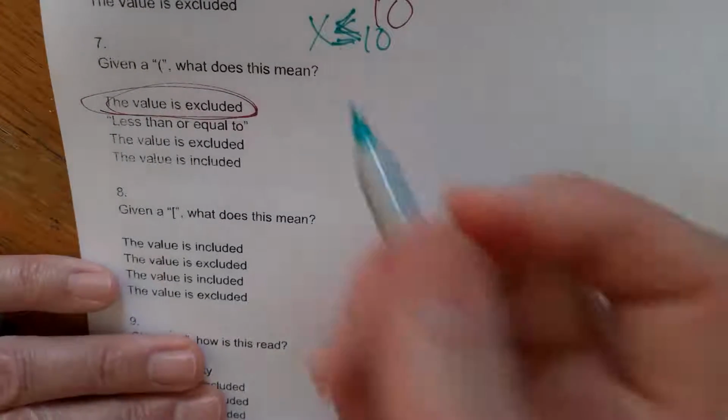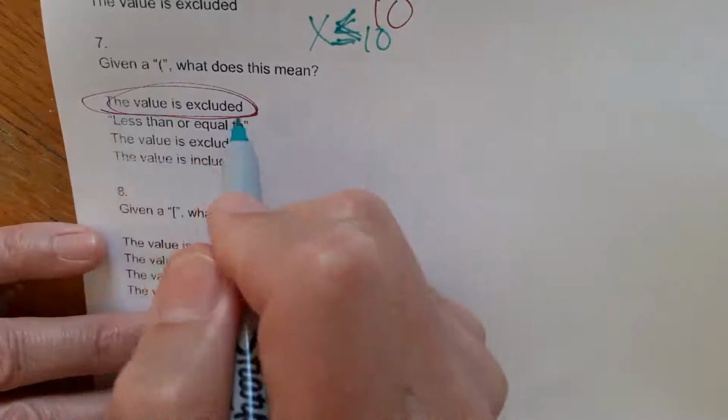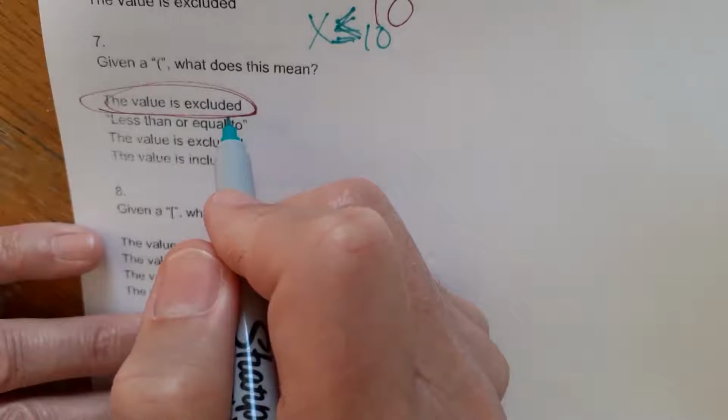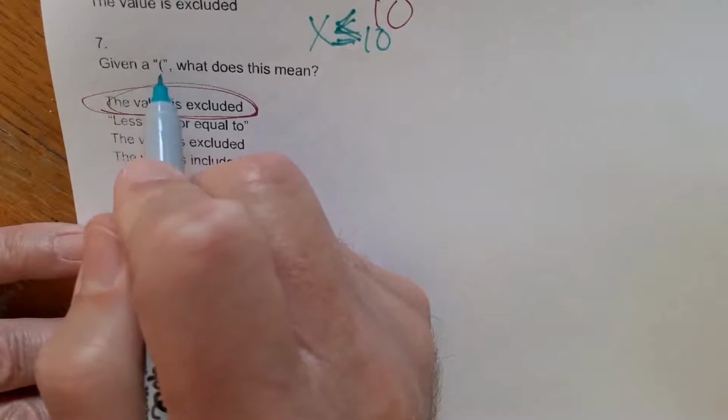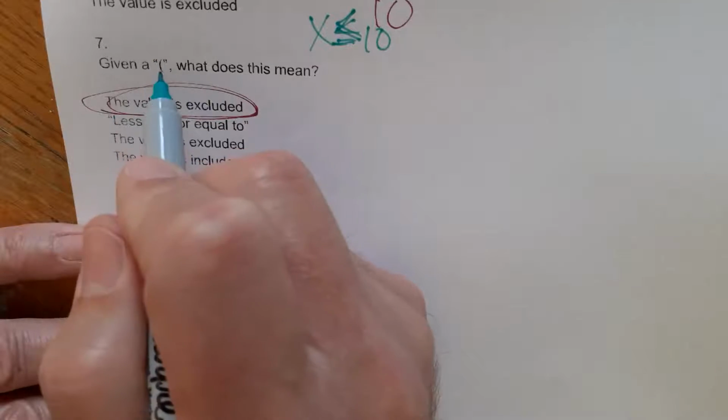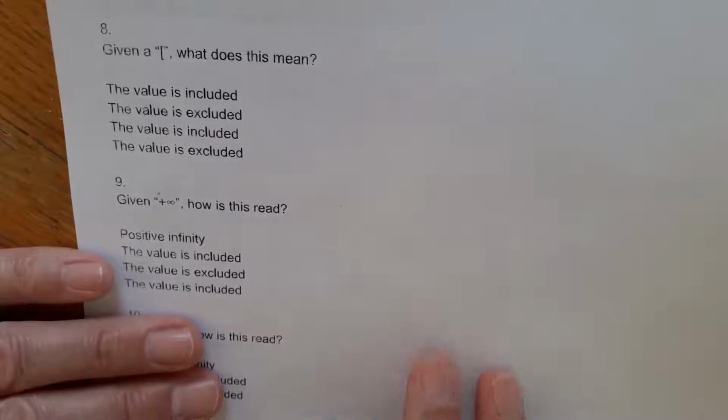So now we talk about set notation. What does a parentheses mean? It means the value is excluded. So just like with an open dot, we need a way in set notation to exclude the value. A parentheses is how we do that. If we want to include the value, like with an equals sign, then we're going to use a bracket. So what does this mean? It means the value is included. And we'll do set notation on our answers that follow. So we'll explain that a little bit more.